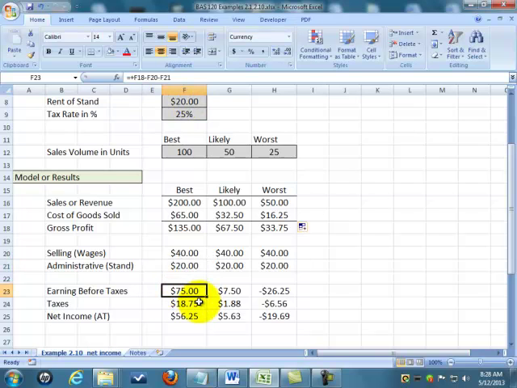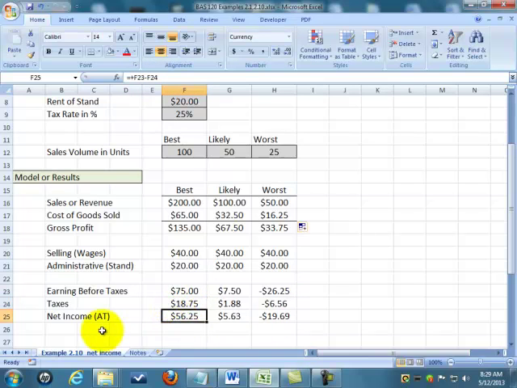The earnings before tax are simply my gross profit minus my selling minus my administrative. And again, I didn't make those absolute cells because I want those to change as the scenarios change. So you can see in the best case I make $75, worst case I lose $26. Taxes are simply my earnings times my tax rate. And again, my tax rate is going to be an absolute cell because I don't want that 25% to change.